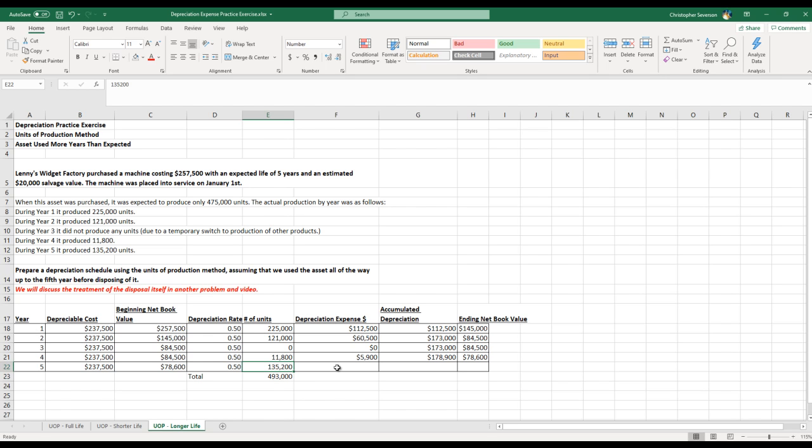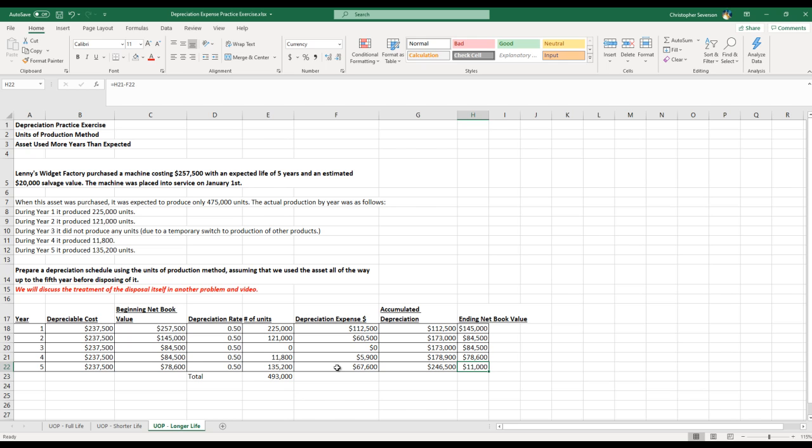So in this situation, and again, let's assume this was not known until the very end, if we were to do this calculation as it stands, we take 50 cents times 135,200. We get 67,600 in depreciation expense. We would add that to the original depreciation expense. We would subtract that from the ending net book value. And notice we're down below the salvage value at this point.